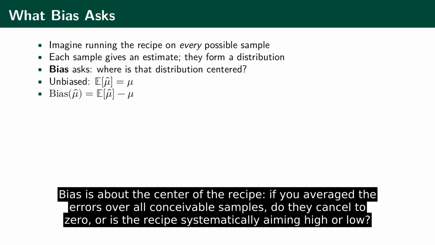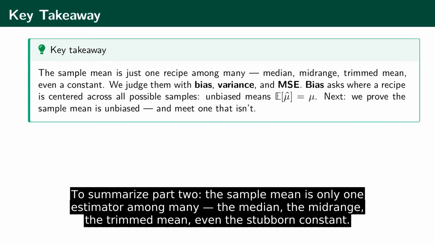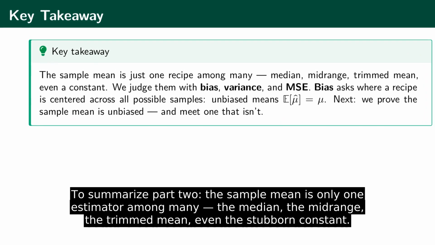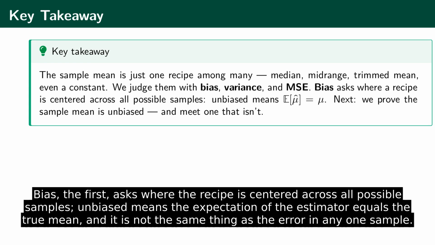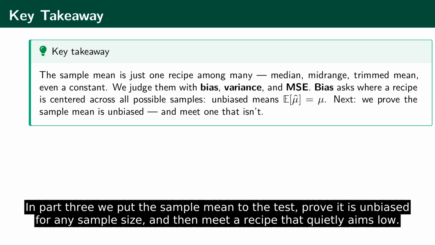To summarize Part 2, the sample mean is only one estimator among many: the median, the mid-range, the trimmed mean, even the stubborn constant. We score every recipe with three words: bias, variance, and mean squared error. Bias, the first, asks where the recipe is centered across all possible samples. Unbiased means the expectation of the estimator equals the true mean, and it is not the same thing as the error in any one sample.